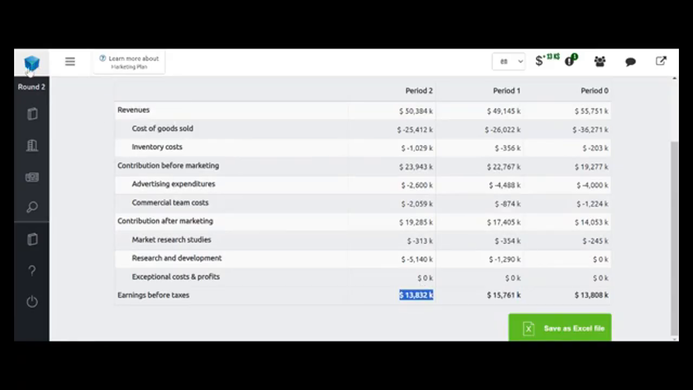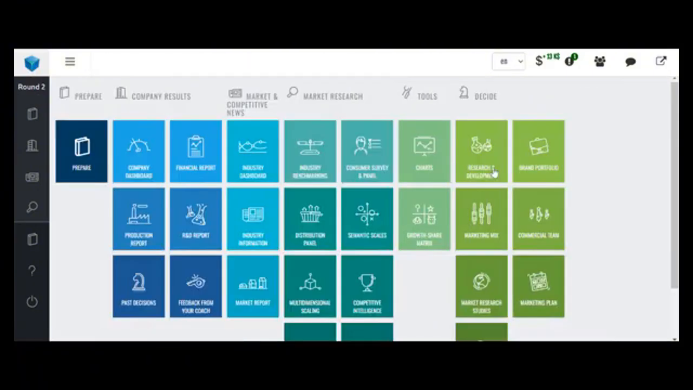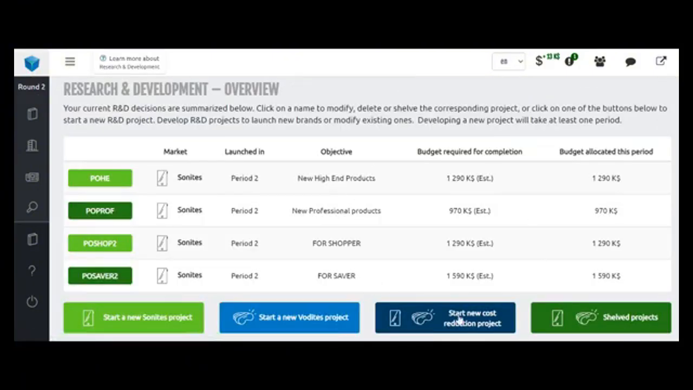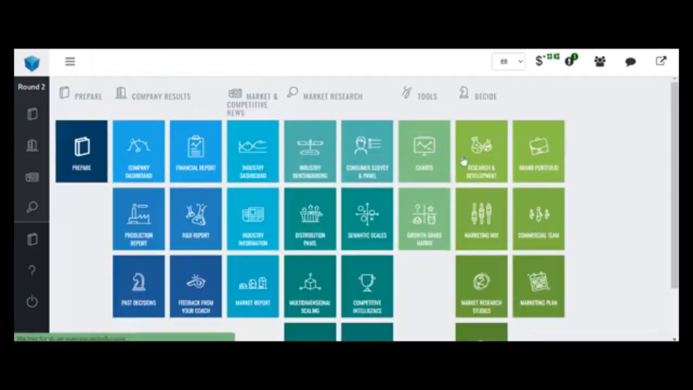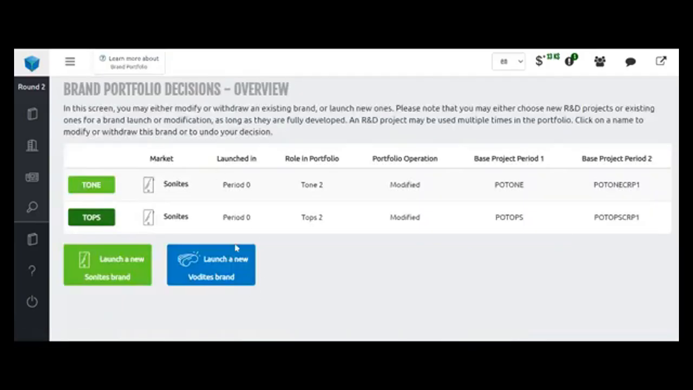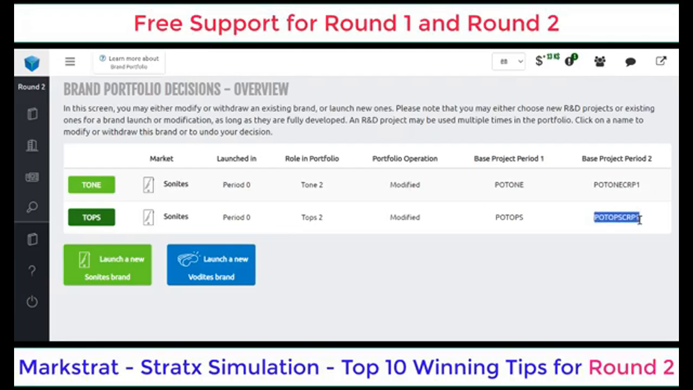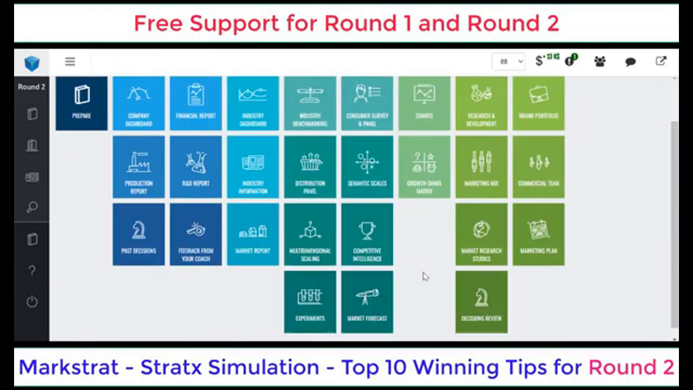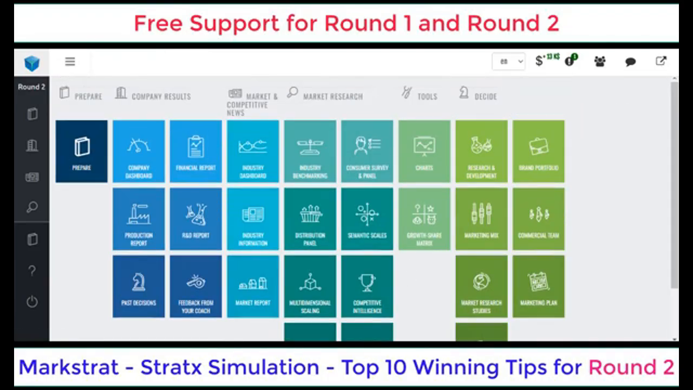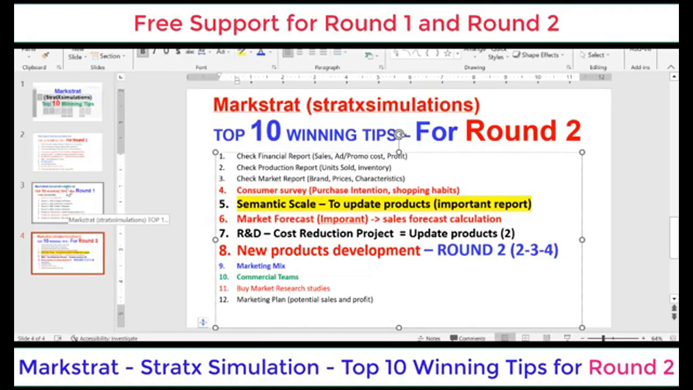That's our strategy. Remember, the key to win is here. The key to win is here, launching the new product, and the key to win is also here. We update with the cost reduction project right from round 1. So now we just wait for the result. Thank you for watching. Good luck and success.